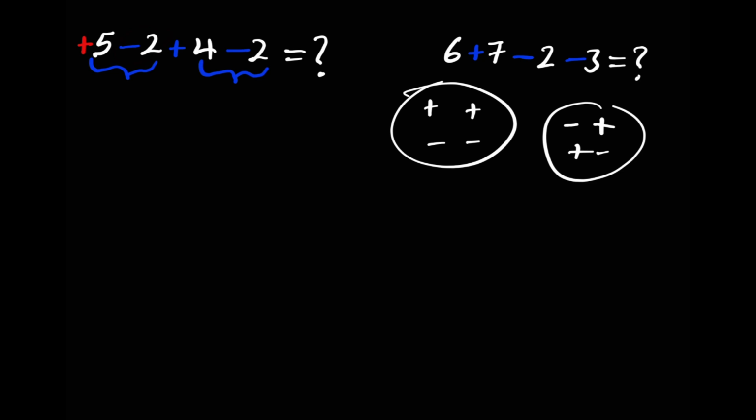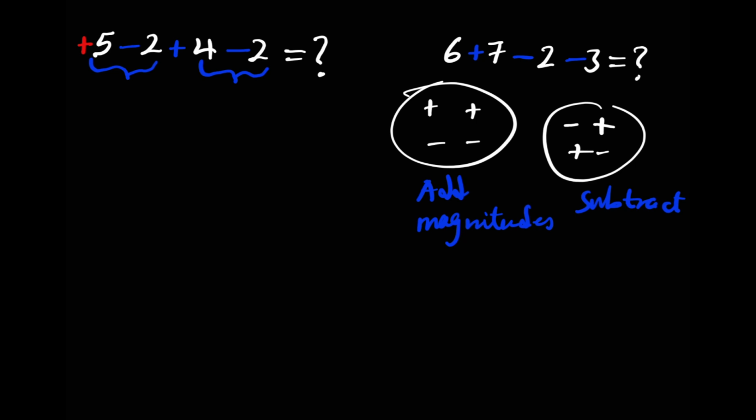Now, this is a case where we have different signs. So remember what we said. If we have different signs, we subtract, okay? And when we have the same signs, we add. And what are we adding? The magnitudes, okay, the magnitudes. And the subtraction also the magnitudes.